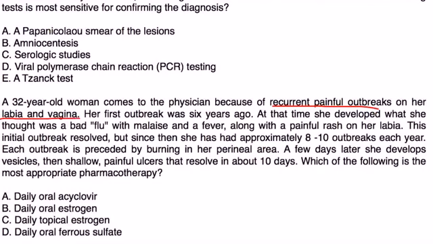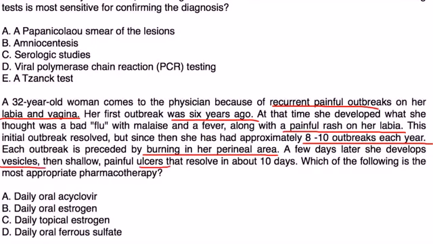Her first outbreak was 6 years ago. At that time, she developed what she thought was a bad flu with malaise and fever, along with a painful rash on her labia. This initial outbreak resolved, but since then she has had approximately 8 to 10 outbreaks a year. Each outbreak is preceded by burning in her perineal area. A few days later, she develops vesicles, then shallow painful ulcers that resolve in about 10 days. Which of the following is the most appropriate pharmacotherapy?